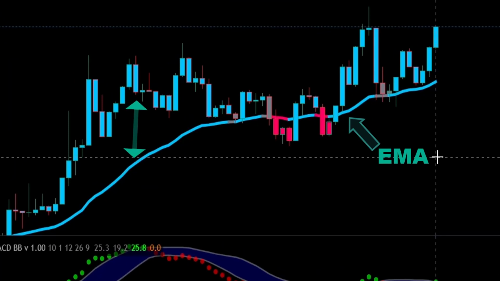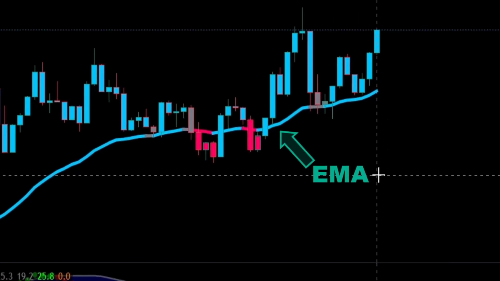And then it should pull back, and the pullback is valid only when we have the EMA changing its color from blue to gray or from blue to red. And once we've confirmed the pullback, we're going to be looking at the MACD indicator.